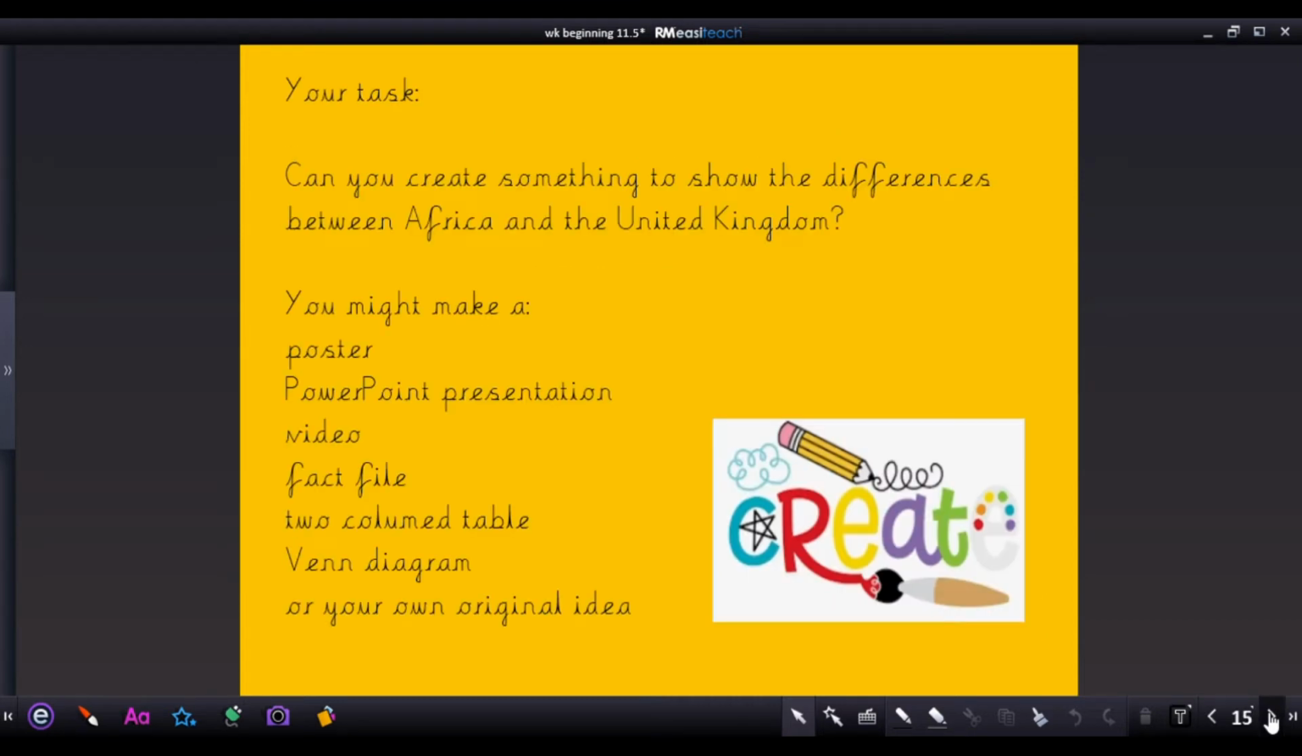Your task is open-ended today, and that means you get to choose how to complete it. Can you create something to show the differences between Africa and the United Kingdom? There are lots of different things you can do. You might like to make a poster, your own PowerPoint presentation. You've sent in lots of PowerPoint presentations about the Big Five, and they have been excellent.